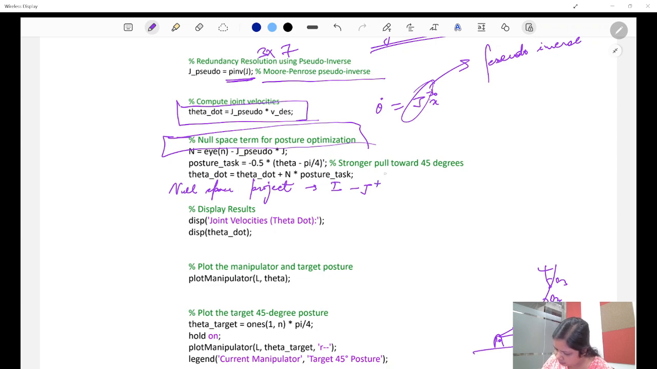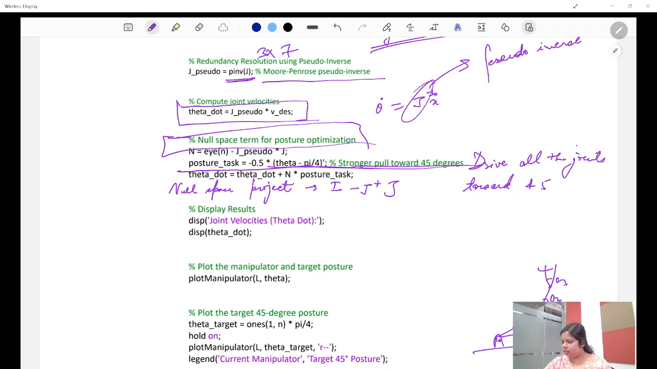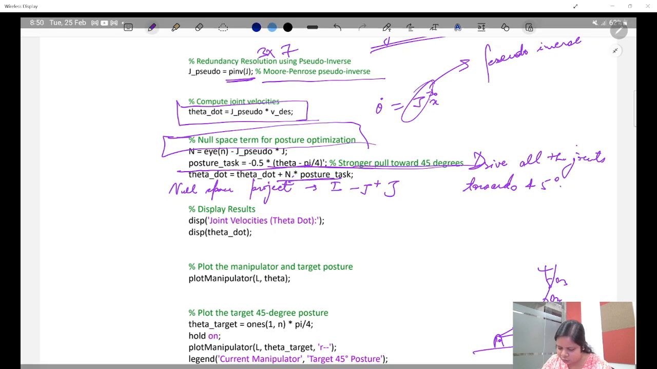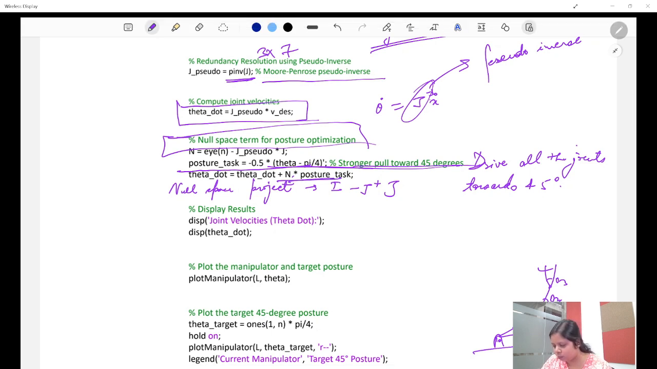That is all we want to find out, and then we want to define that my posture task is to achieve 45 degrees. What I want at the end of the day is that my manipulator should drive all the joints towards 45 degrees. And then N into the posture task basically ensures that this optimization does not affect the end effector motion. The gain is just to influence the posture goal.